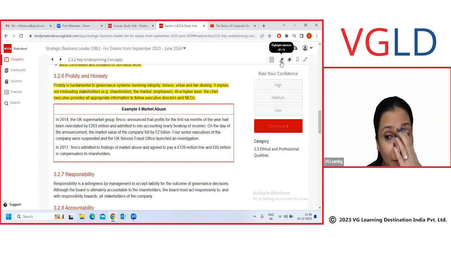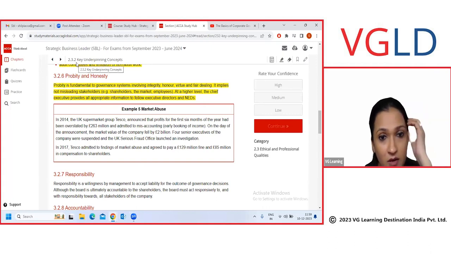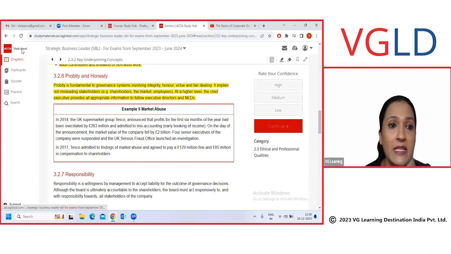Quickly read through the example of Tesco. Quickly read through example number 5, guys.